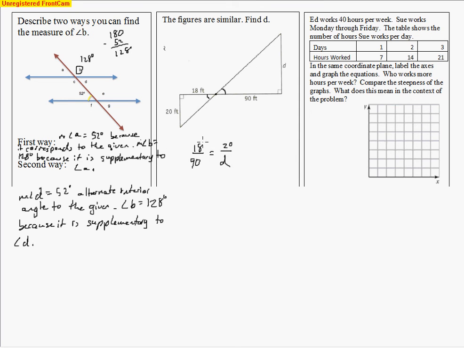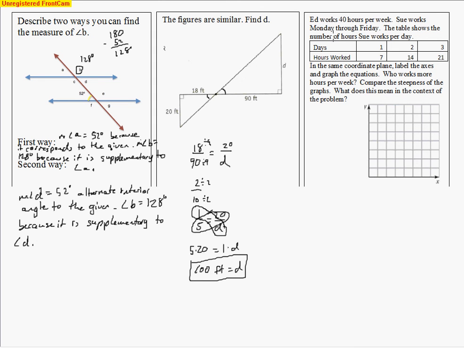And so I'm going to reduce this. I'm going to take out a common factor from these two terms. And right away I saw 9, but that can go even further because that makes 2/10. So I can go even further and take out a 2. And that makes 1/5. So 1/5 is the same as 20 over D. So all I have to do now is cross multiply. So multiply the 5 times the 20 and the 1 times the D. We got 100. So 100 feet. That's how long side D is.